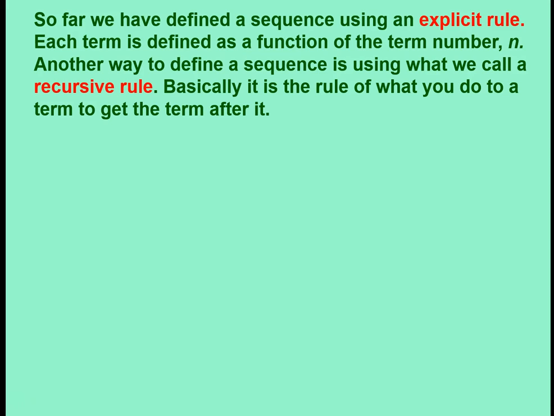So far we have defined a sequence using an explicit rule. Each term is defined as a function of the term number n. Another way to define a sequence is using what we call a recursive rule. Basically, it is the rule of what you do to a term to get the term after it.